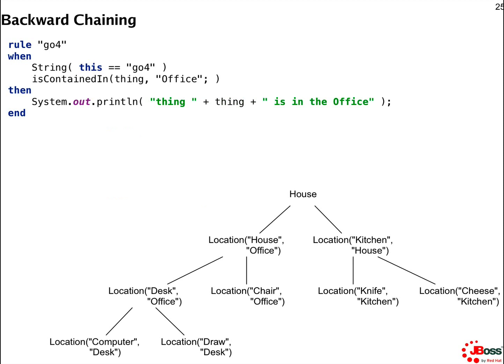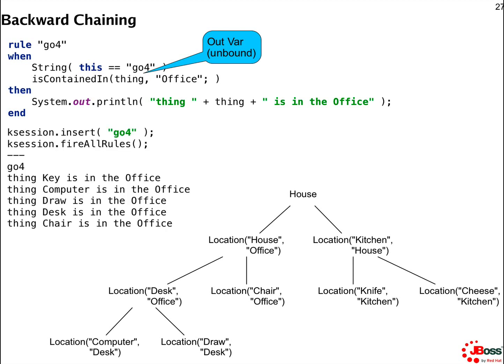Go4 shows how we can ask queries with unbound arguments. So here, thing is unbound, it's unknown. That means it will return every possible value. So it's very similar to the Z value used in the actual query. So in this case, we're asking it for everything in the office, but it will tell you everything in all rows below. Remember that thing is the out variable, it's unbound. When Go4 is inserted, you'll see that it returns the keys in the office, the computers in the office, the drawers in the office, the desk is in the office, and the chair is in the office. So it returns all things below it transitively.